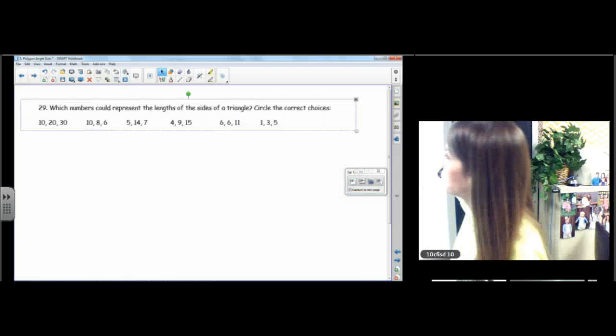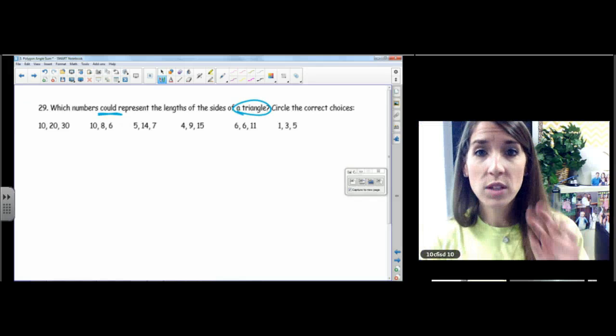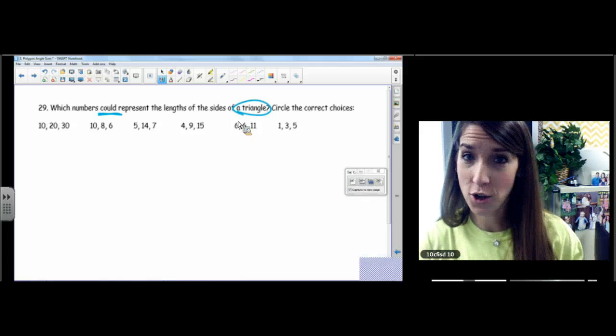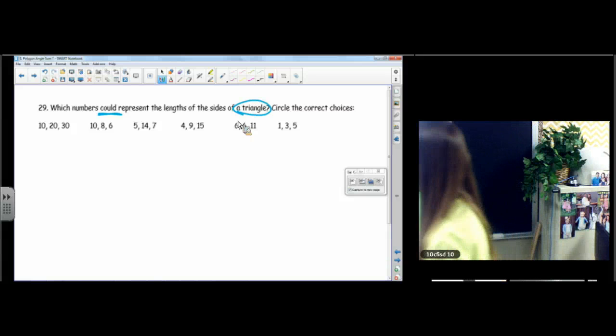29, which numbers could represent the lengths of a triangle? Remember how to do this? You take the two smallest. If the sum is greater than the third side, it makes a triangle. If it's not, then it doesn't.